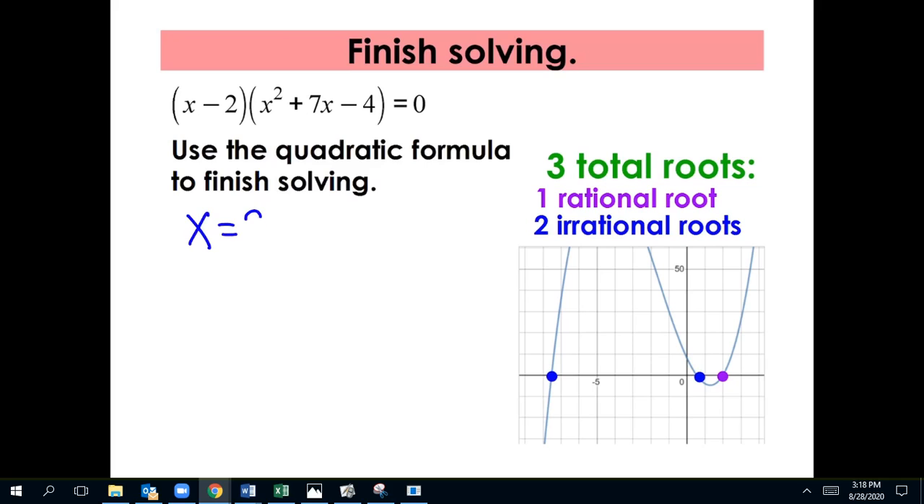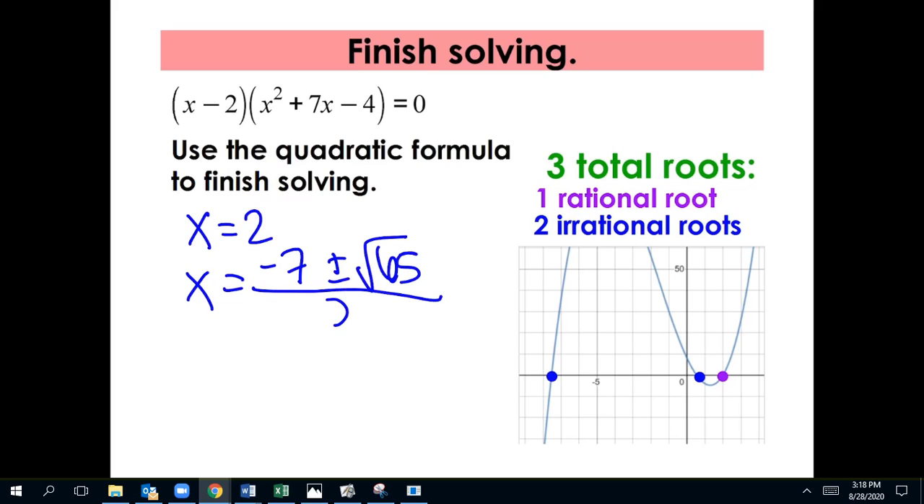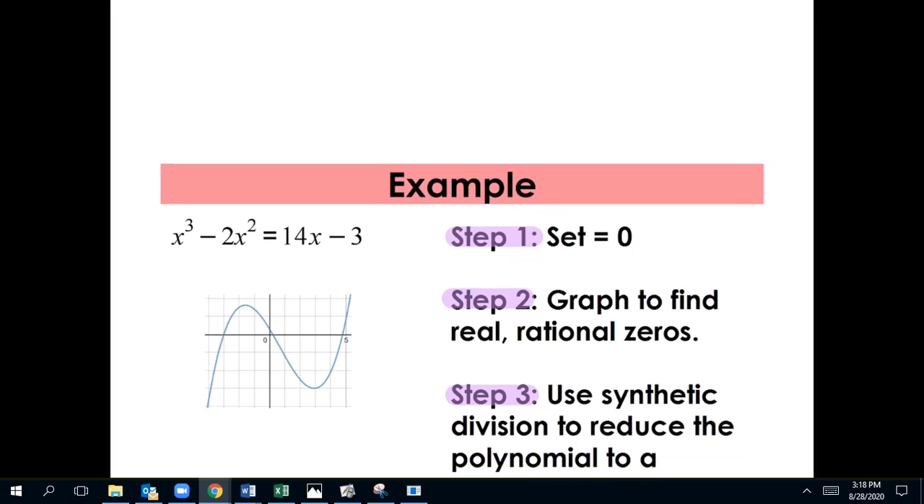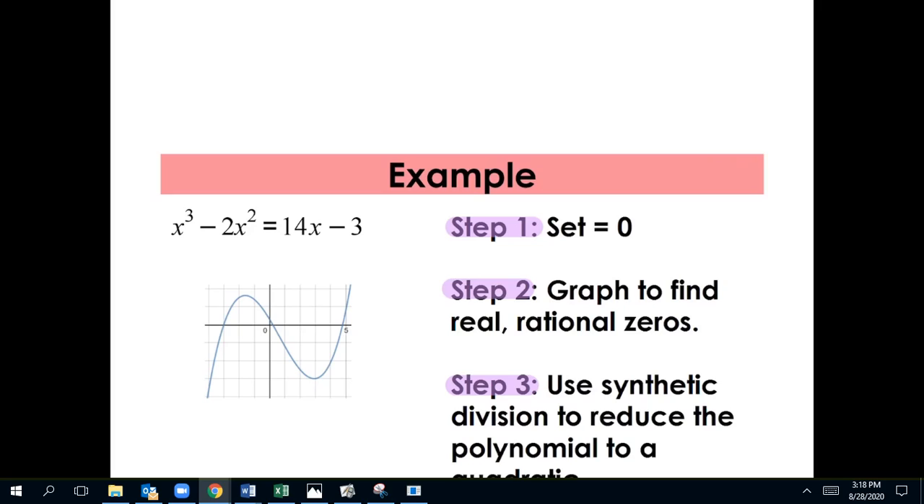We already know x equals 2, x equals negative 7 plus or minus square root 65 all over 2. So it's the same one as before. I just wanted to practice with synthetic. So we're going to do one example here. And so first thing we see is this polynomial. This is what you would do if you were starting from the beginning. So here's a polynomial. x cubed minus 2x squared equals 14x minus 3. Anytime you're solving, it should always be set equal to 0.